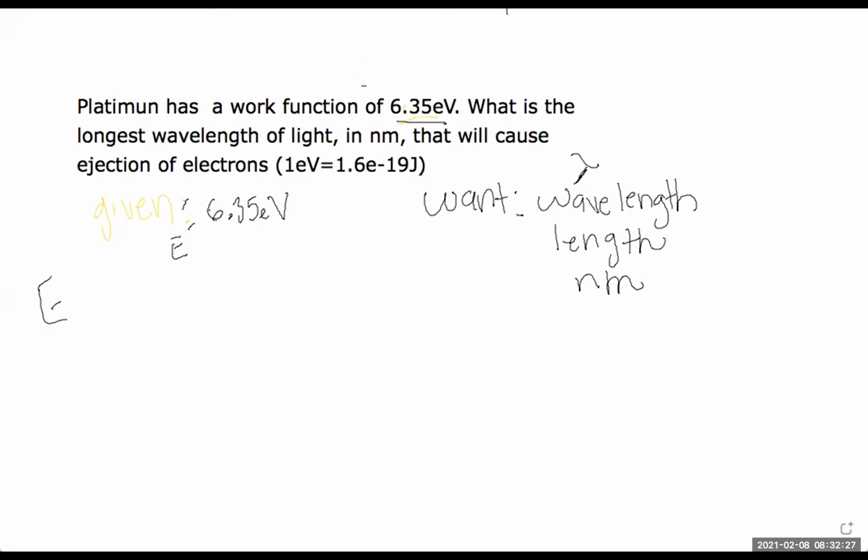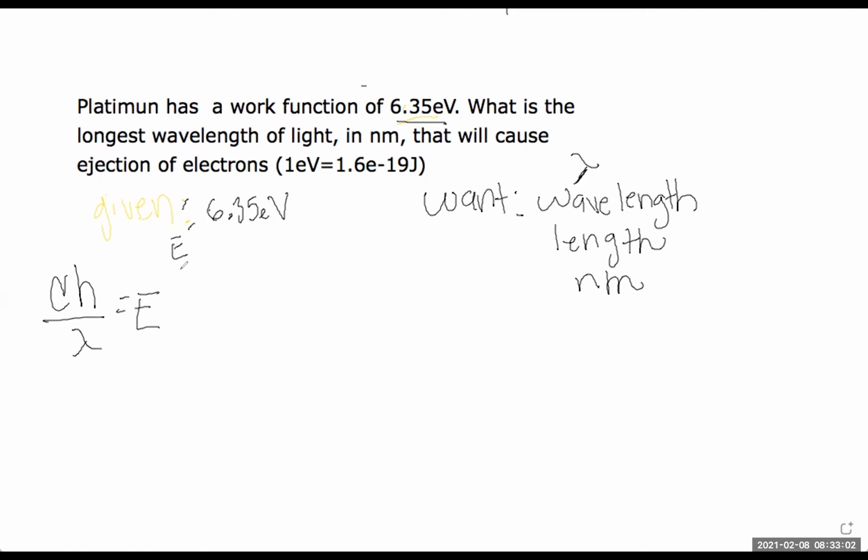Okay, so C times H, let me write this. C times H divided by lambda, you said? Yeah. Okay. Which equals E, right? And here, what are we trying to find? Our wavelength, right?